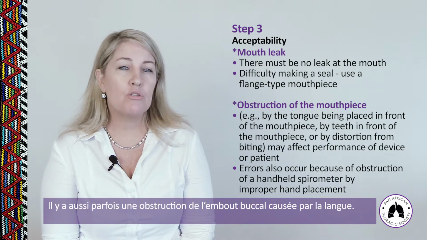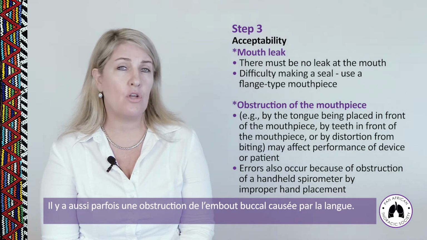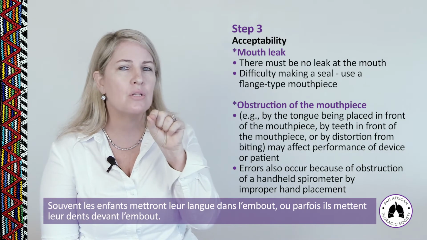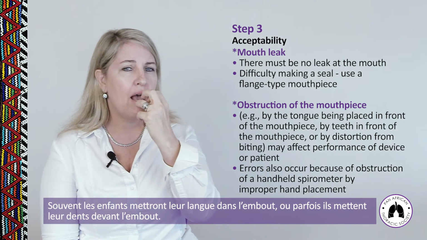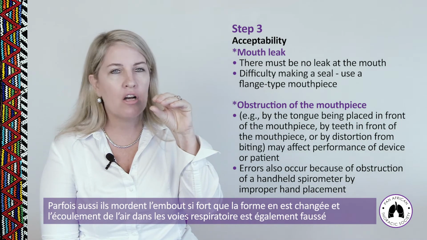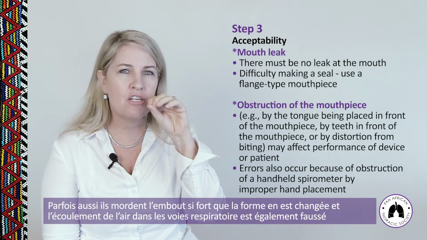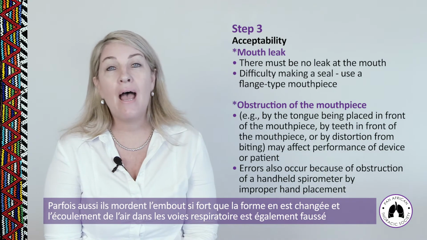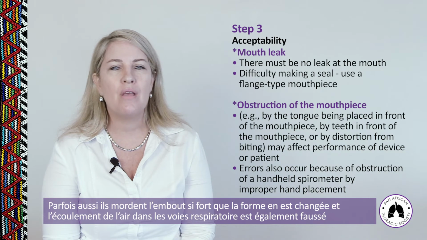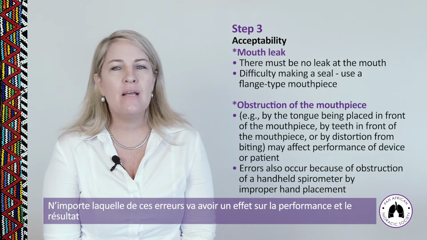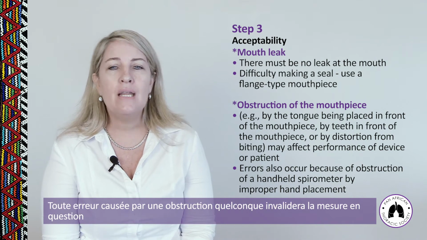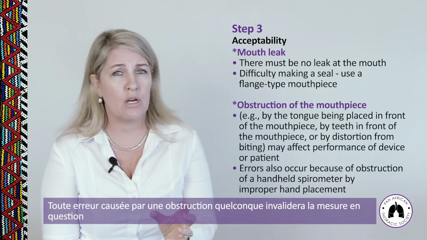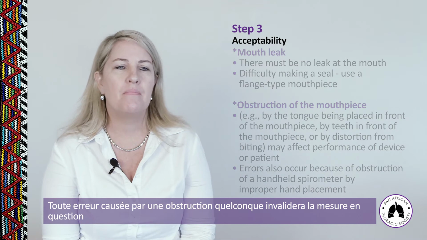Sometimes we might see obstruction in the mouthpiece by the tongue. So lots of children will put their tongue into the mouthpiece, or they might put their teeth in front of the mouthpiece, or they can bite so hard on the mouthpiece that it actually distorts the mouthpiece and it distorts the flow of air through the airways. Now, any of these errors are going to affect the performance of the result. So any errors occurring because of obstruction need to be discarded.